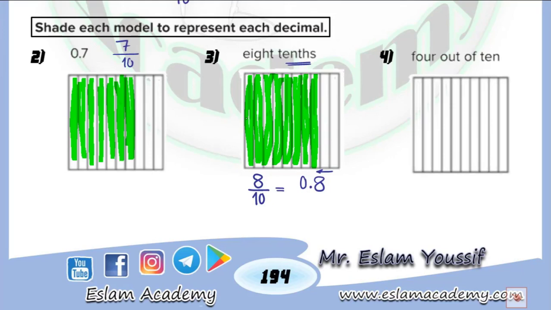In question number 4, we have 4 out of 10. If we need to represent it as a fraction, it will be 4/10. As a decimal, we just write the numerator without any change. Now we have only 1 zero down, so just put the decimal point after 1 digit from the right, then put the 0. So it will be 0.4, and we can read it as 4 tenths. We will shade 4 parts.